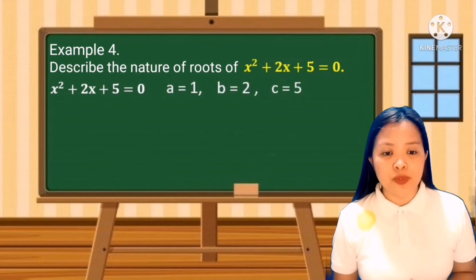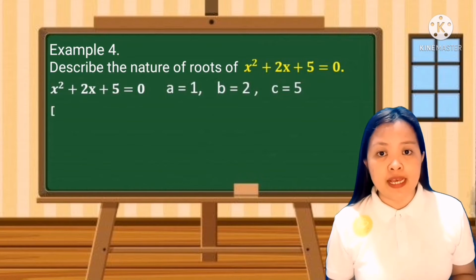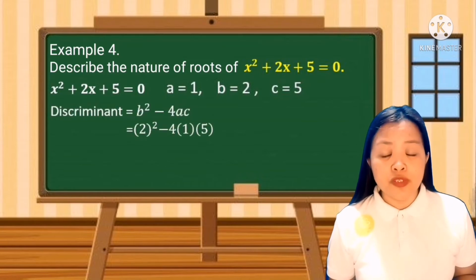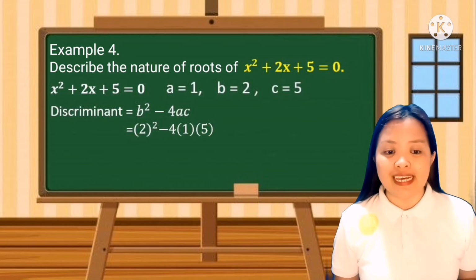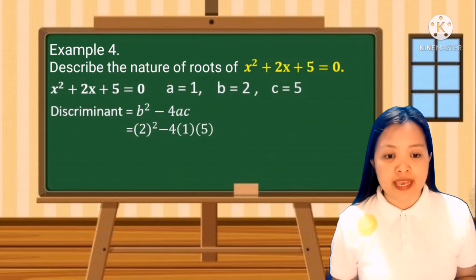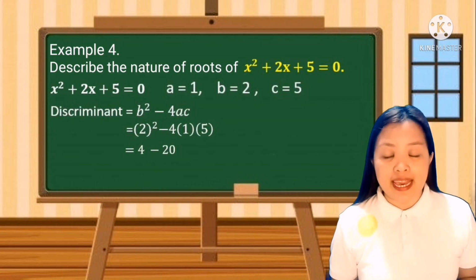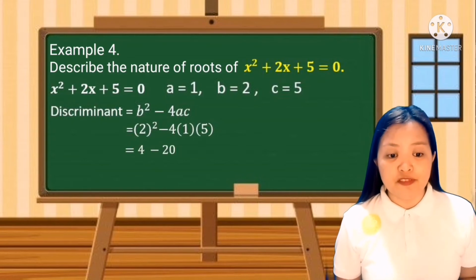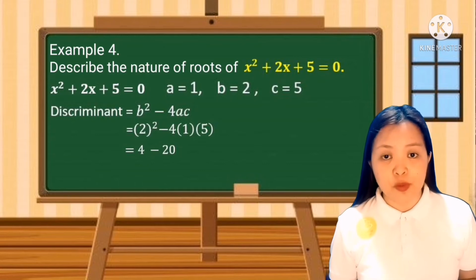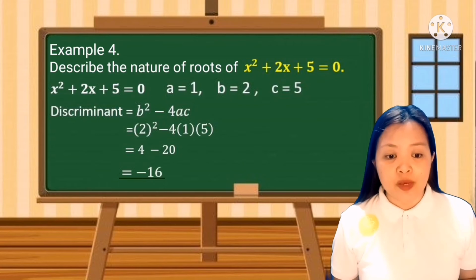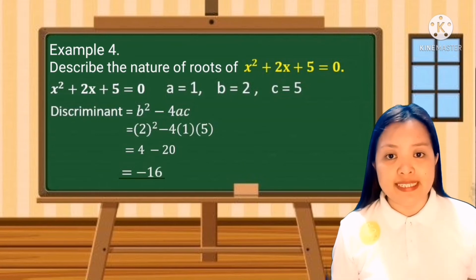Substituting those values to the formula b squared minus 4ac, we have 2 squared minus 4 times 1 times 5. Solving 2 squared, the answer is 4. Negative 4 times 1 times 5, the answer is negative 20. So we have 4 minus 20, which is equal to negative 16.